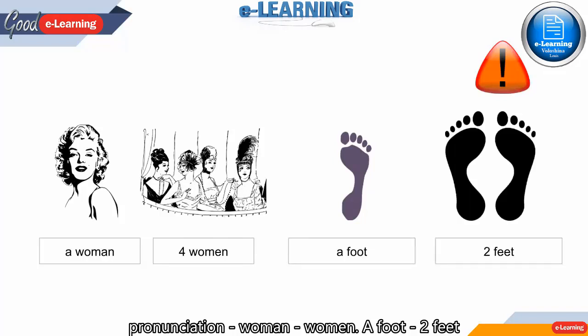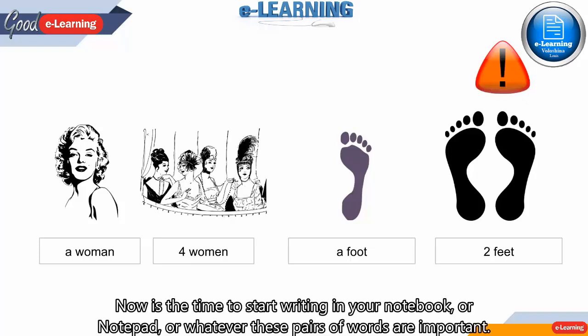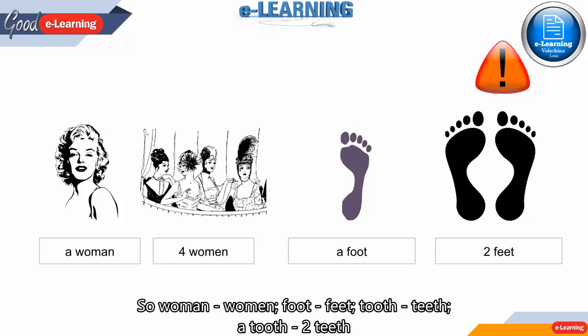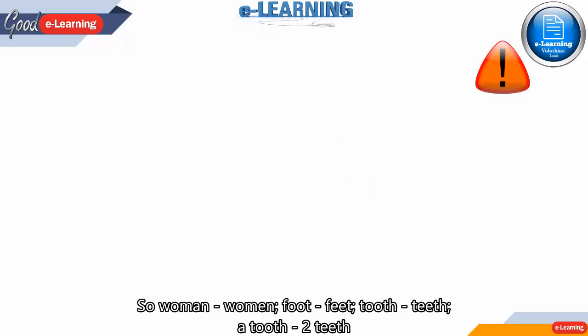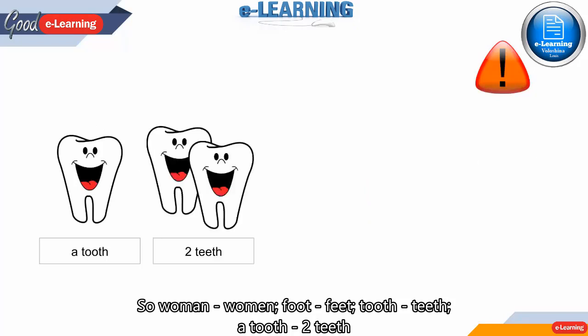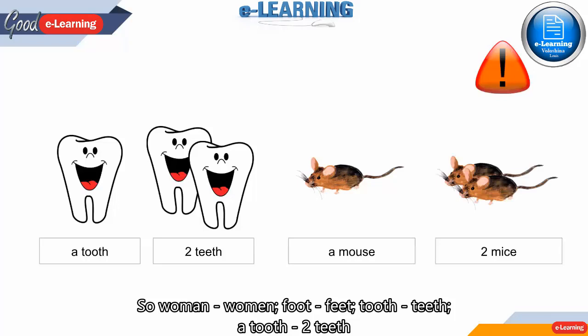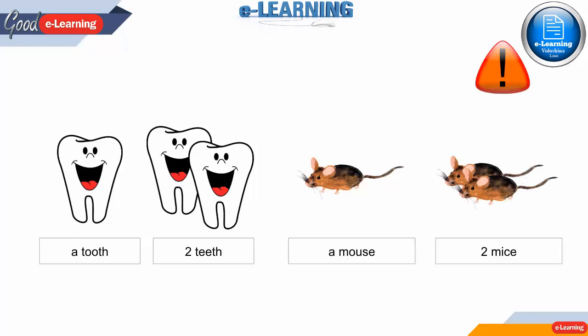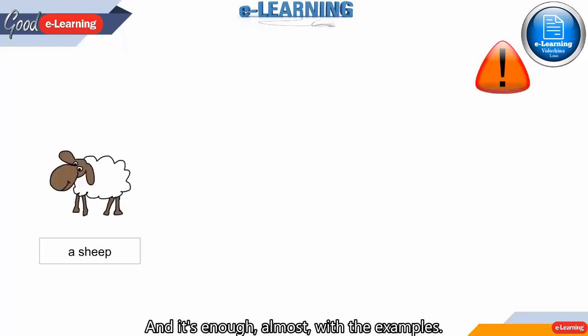A foot to feet. Now is the time to start writing in your notebook or notepad or whatever. These pairs of words are important. So, woman, women, foot, feet. Tooth, teeth. A tooth to teeth. A mouse to mice. And it's enough almost with the examples.